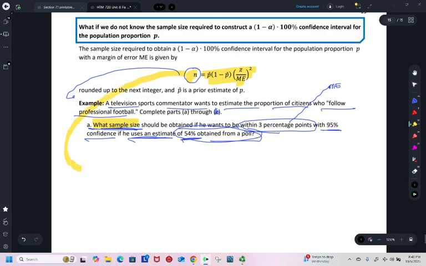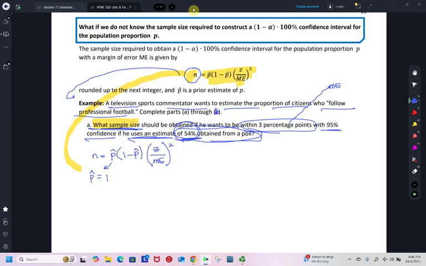So in this case, our n will be equal to p̂ times 1 minus p̂ times z, the critical value, all over margin of error squared. First, what are the ingredients we need here? We need p̂, that's a point estimate. We have a prior estimate given. So when a prior estimate is given, that is equal to our p̂, that is 0.54.